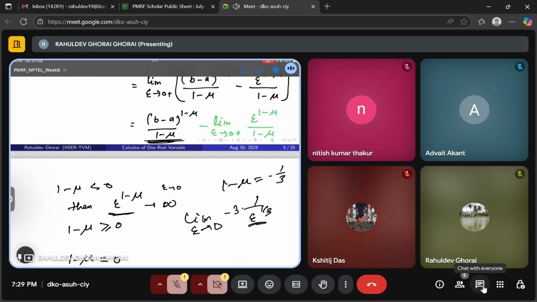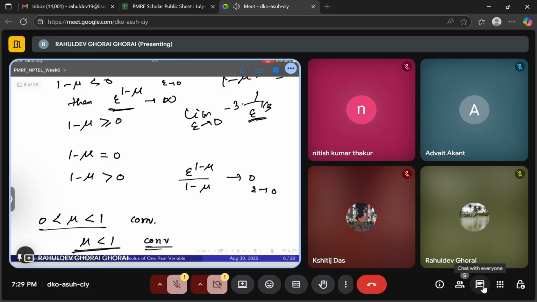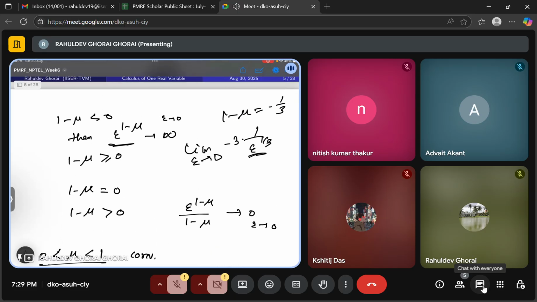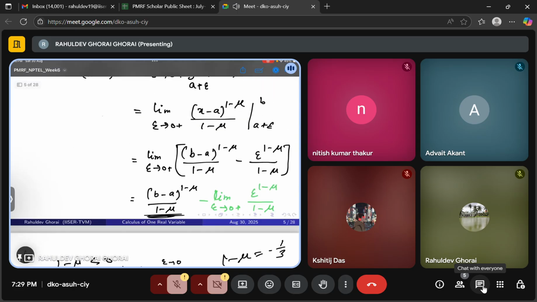Now we evaluate it depending on the 1 minus mu value. If 1 minus mu is less than 0, let's say it's minus 1 by 3, you will see the limit as epsilon tends to 0 comes as minus 3 times epsilon to the power minus 1 by 3, and it blows up as epsilon tends to 0. But when 1 minus mu is strictly greater than 0, it tends to 0. So this limit as epsilon tends to 0 plus will then exist.